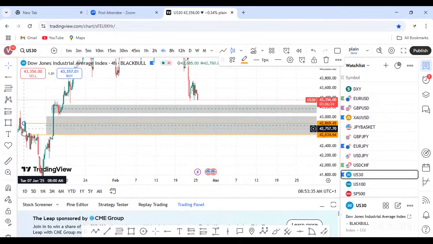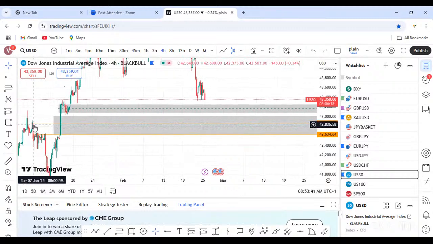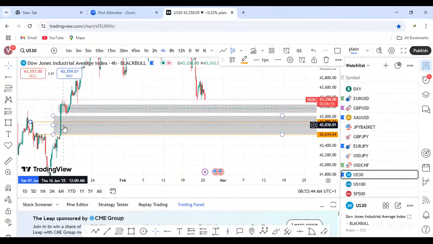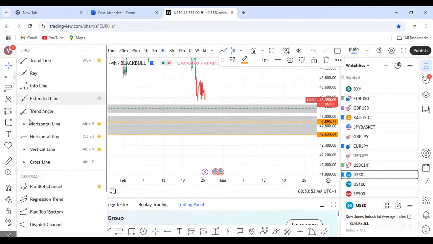Which aligns with another breaker block here. So price might want to really retest this fair value gap. It tests this fair value gap, 50% of the fair value gap. It's in alignment with the breaker block. It has a structural liquidity just above it, which is this.